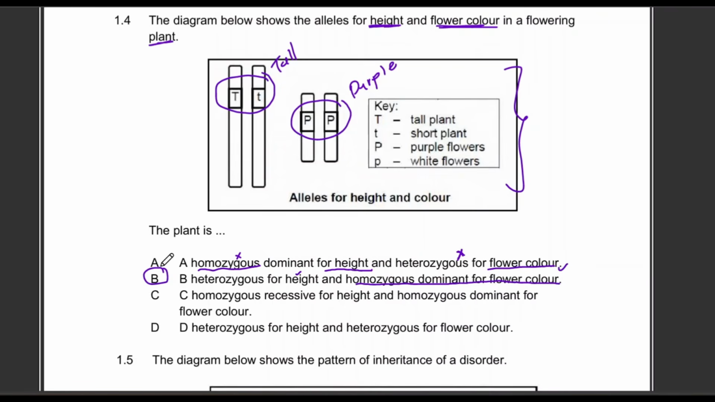I guess we can look at C also. C, homozygous recessive. This is wrong. That makes the whole statement wrong. Heterozygous for height. Okay, this part is correct, and heterozygous for flower color, this part is incorrect, making the whole option, or making option D incorrect. So our correct option is B.